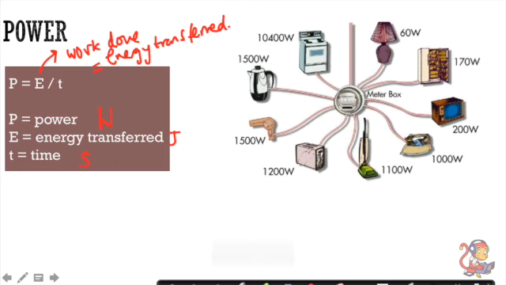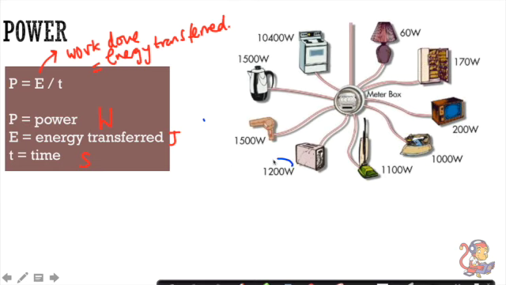So power then, power ratings should be on most or all of your electrical appliances, and they tell you then how much energy is transferred over time. So for example, 10,400 watts for this oven compared to 60 watts for this lamp. So the oven would be transferring a lot more energy over time compared to the lamp. Or we can say that the oven is doing more work over time compared to the lamp. So a faster rate of work done in some appliances compared to others.